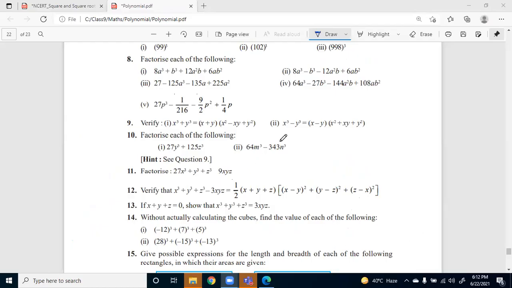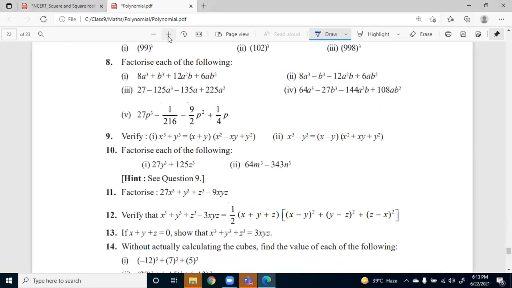That is the same x cube minus y cube. So that is making the next identity. This is the ninth identity. This is the 10th identity. So please learn these two identities also. The same procedure you have to adopt here.